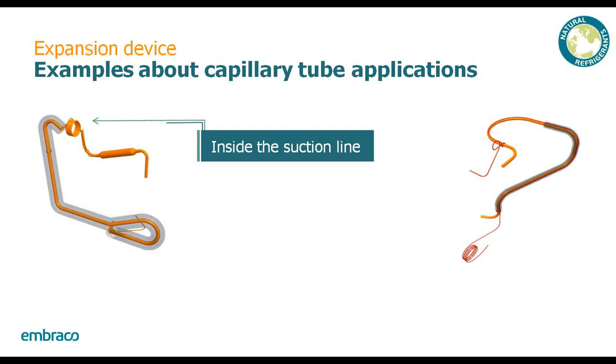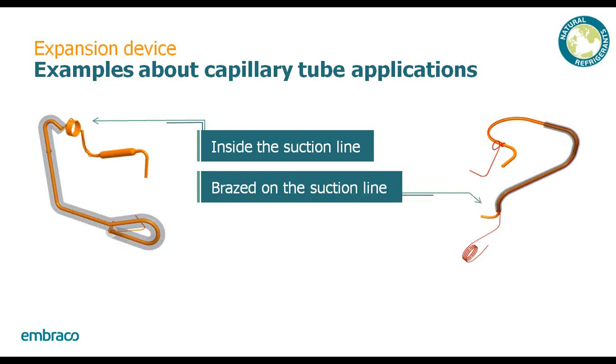There are three major ways of applying cap tubes on the system, and each one has an impact on system efficiency, but also an impact on cost. One of the most effective ways of running a cap tube is to run it inside your suction line. This would give you good superheat return to the compressor and good liquid subcooling out of your condenser.